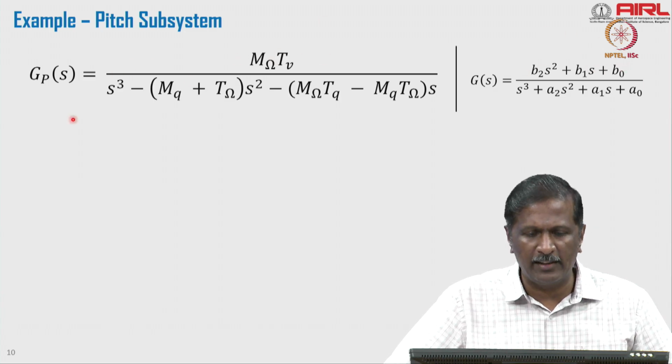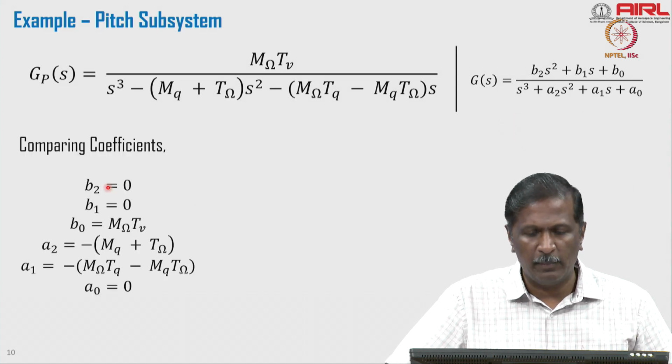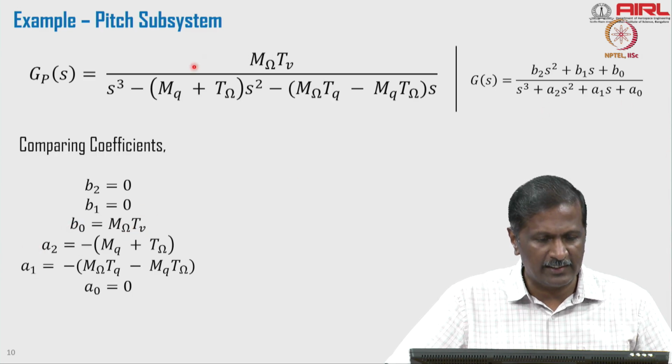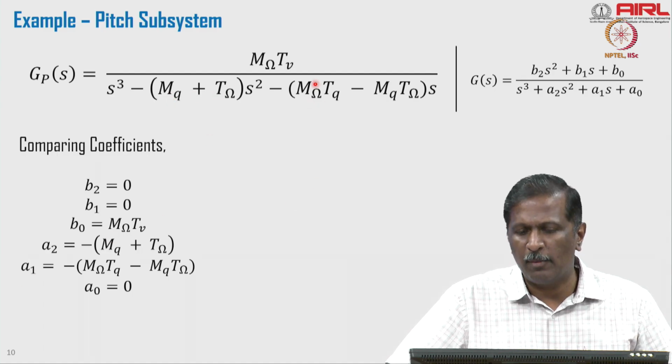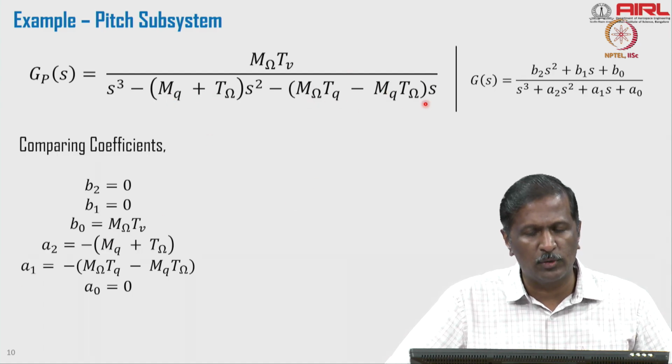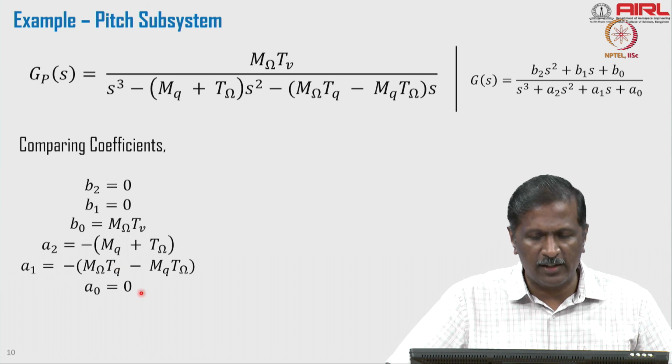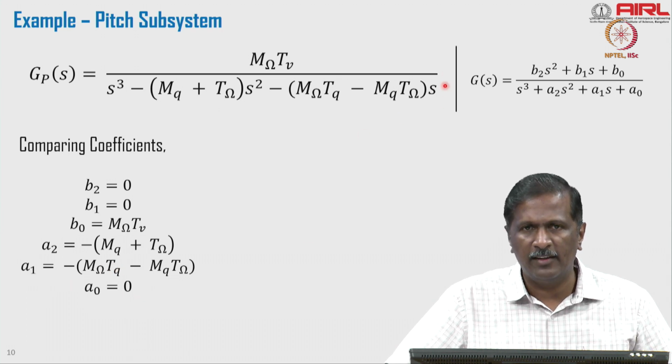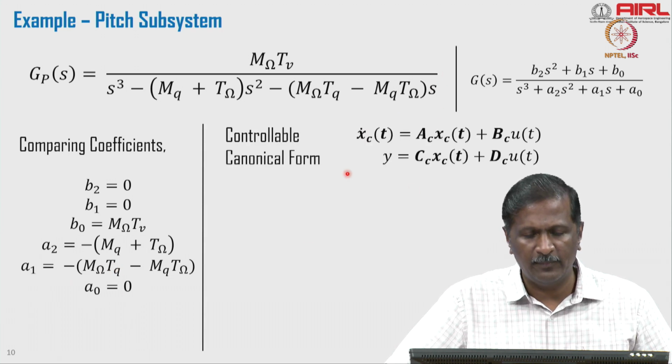When you compare these two transfer functions, you can get the coefficients. B2 is 0, B1 is 0, B naught is nothing but M omega TV. A2 is nothing but minus MQ plus T omega. A1 is M omega TQ minus MQ T omega, and A naught is 0. We don't have any constant here.